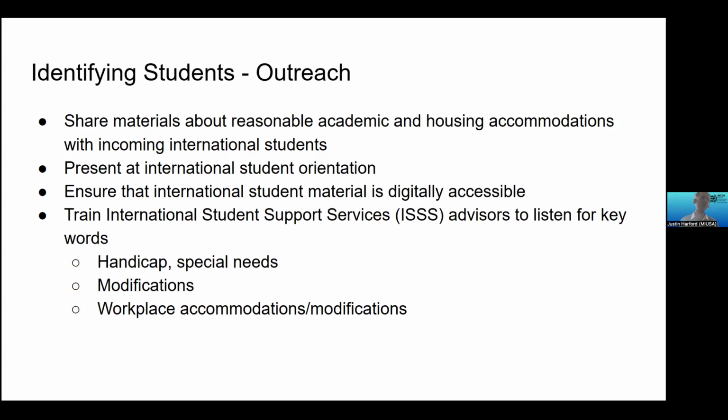And on to outreach. Awesome. Okay, so I am going to talk a little bit about identifying students in that outreach area.